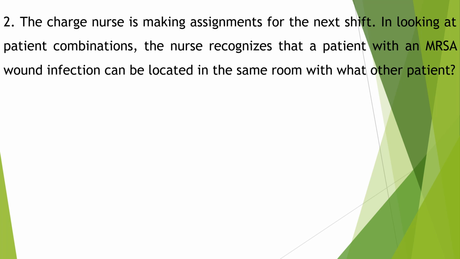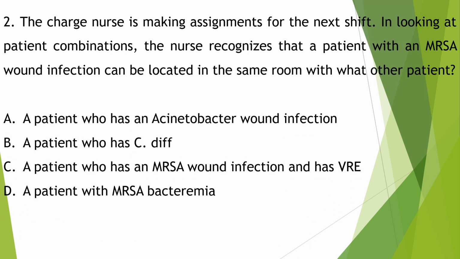Second question. The charge nurse is making assignments for the next shift. In looking at patient combinations, the nurse recognizes that a patient with an MRSA wound infection can be located in the same room with what other patient? The options are a patient who has an Acinetobacter wound infection, a patient who has C. difficile, a patient who has an MRSA wound infection and has VRE, VRE is vancomycin resistant enterococci, or a patient with MRSA bacteremia.